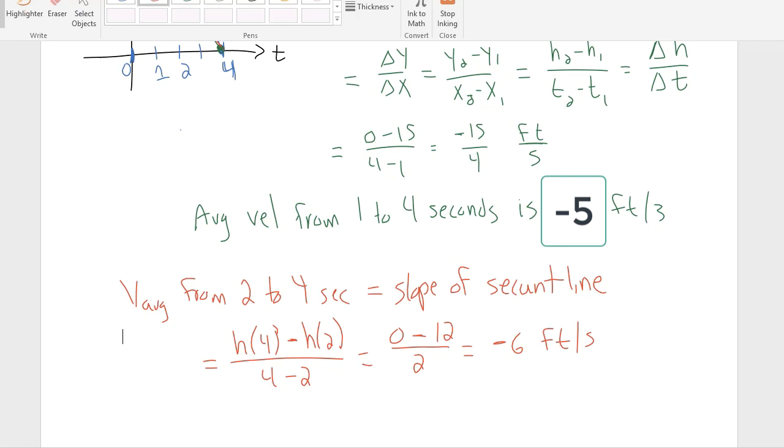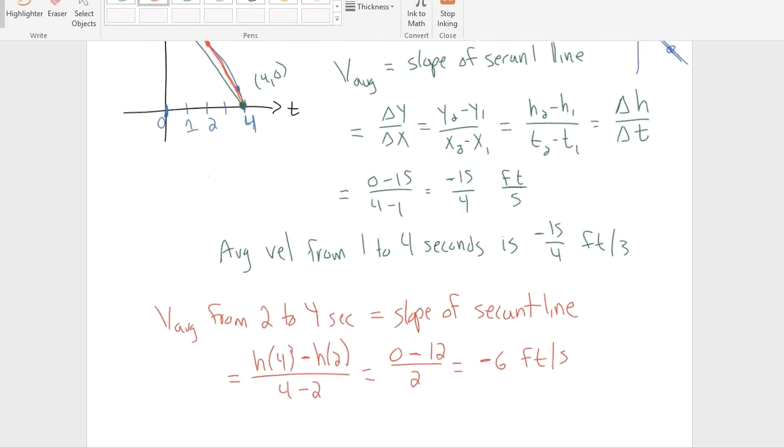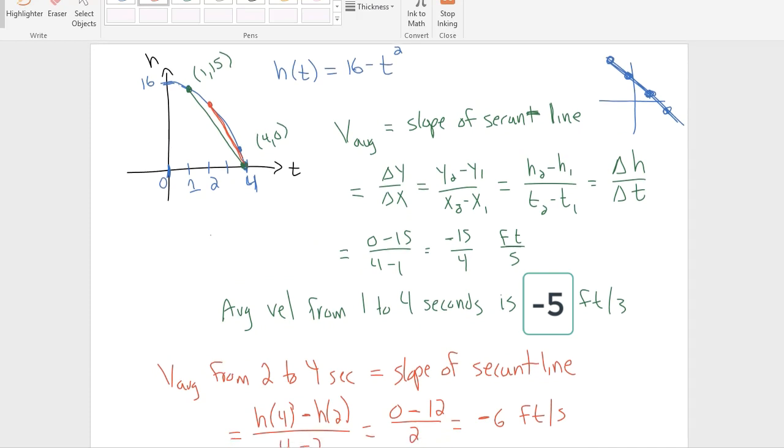Now again, here's what we're going to do. We're going to make our estimate a little bit more precise. So I've got to scroll back up here. Let me actually zoom out, see if this makes it a little easier, and then we'll zoom back in. Visually, what we've done is we have found the average velocity from 1 to 4 seconds. That's the slope of our green secant line. And then we have found the average velocity from 2 to 4 seconds, and that was our red secant line.